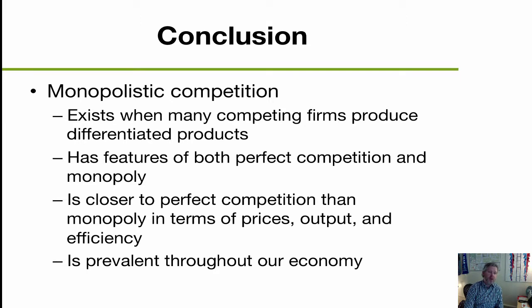So just to review, monopolistic competition exists when many competing firms produce differentiated products. It has features of both perfect competition and monopoly, and it's closer to perfect competition than monopoly in terms of prices, output, and efficiency. And this is a very prevalent form of market throughout many economies.